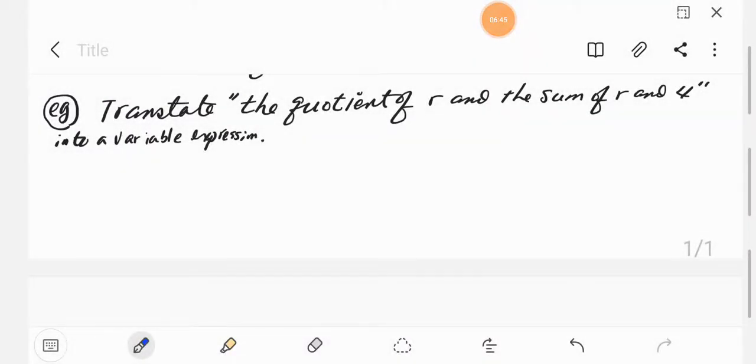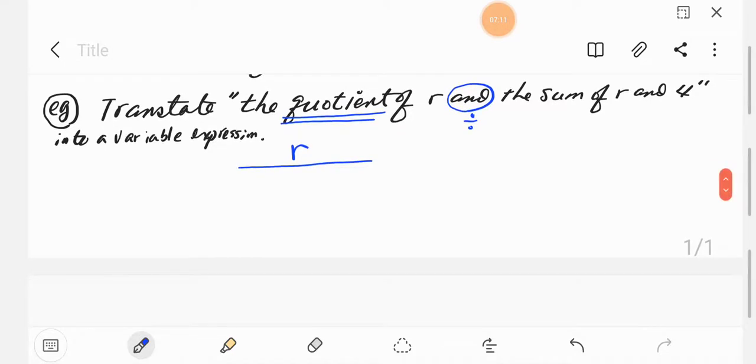Okay, let's translate the quotient of R and the sum of R and 4 into a variable expression. The quotient, do you remember? The quotient means divide, right? So divide the first one by the second one. The first part is R, so this will be R over. Divide means over. And the second part is the sum of R and 4.